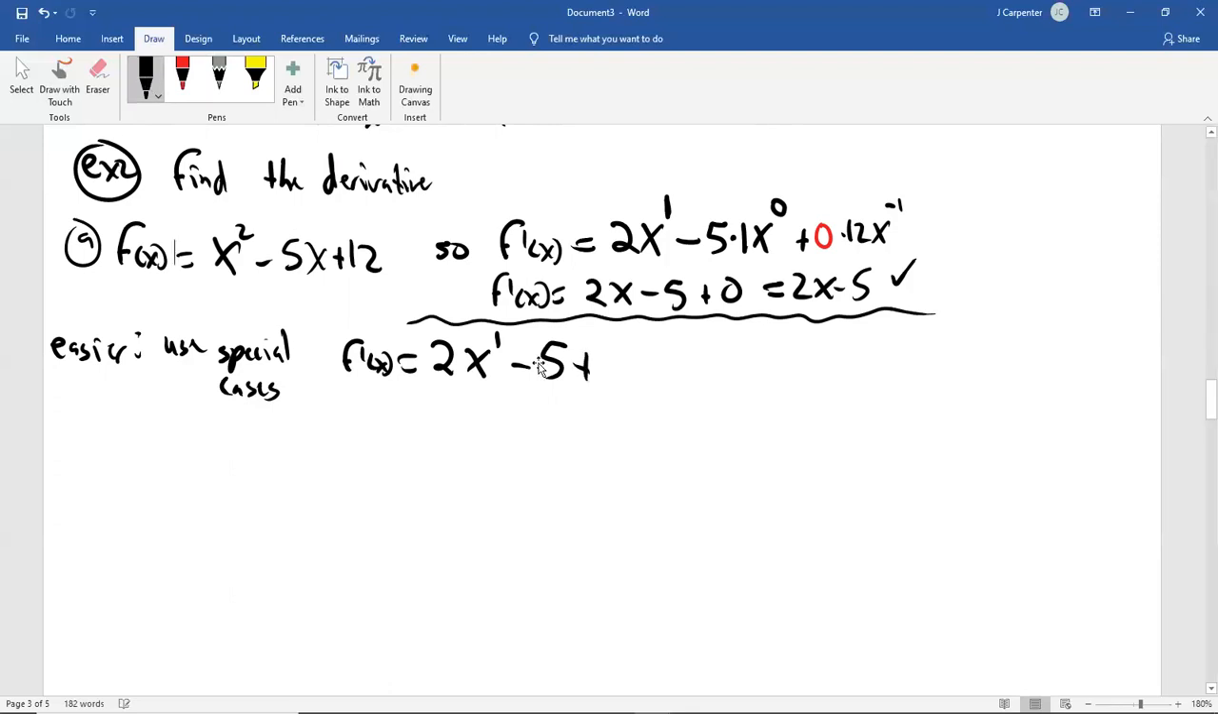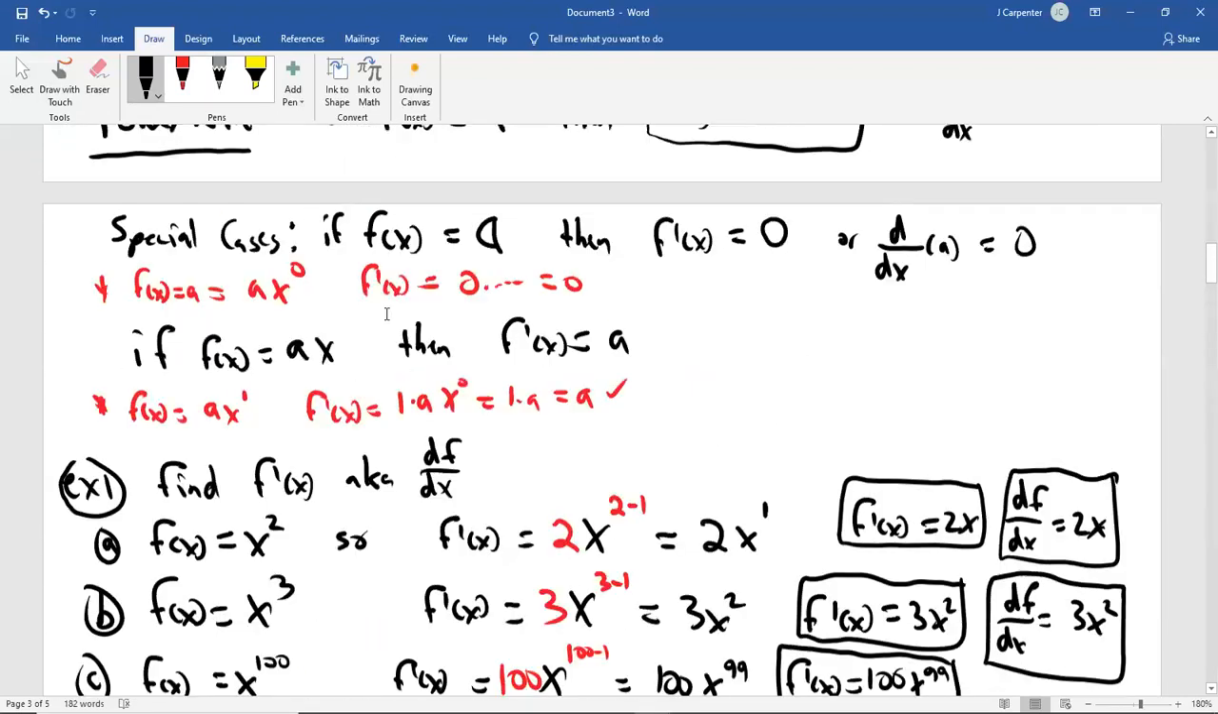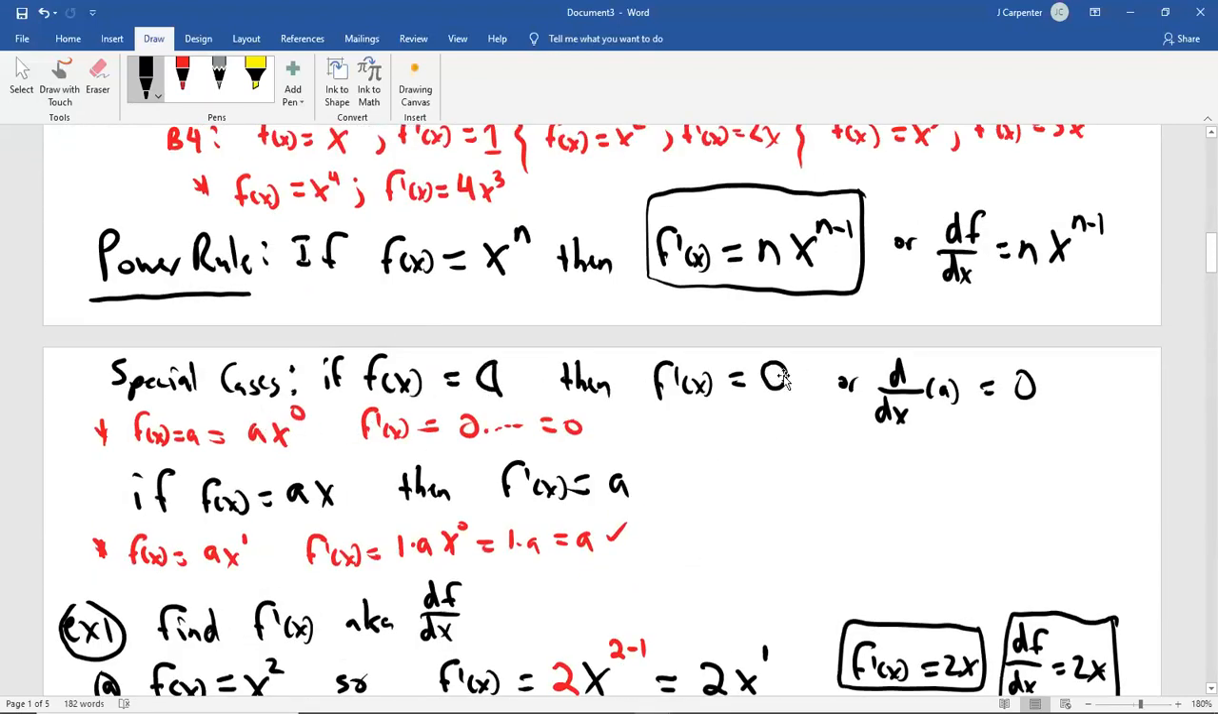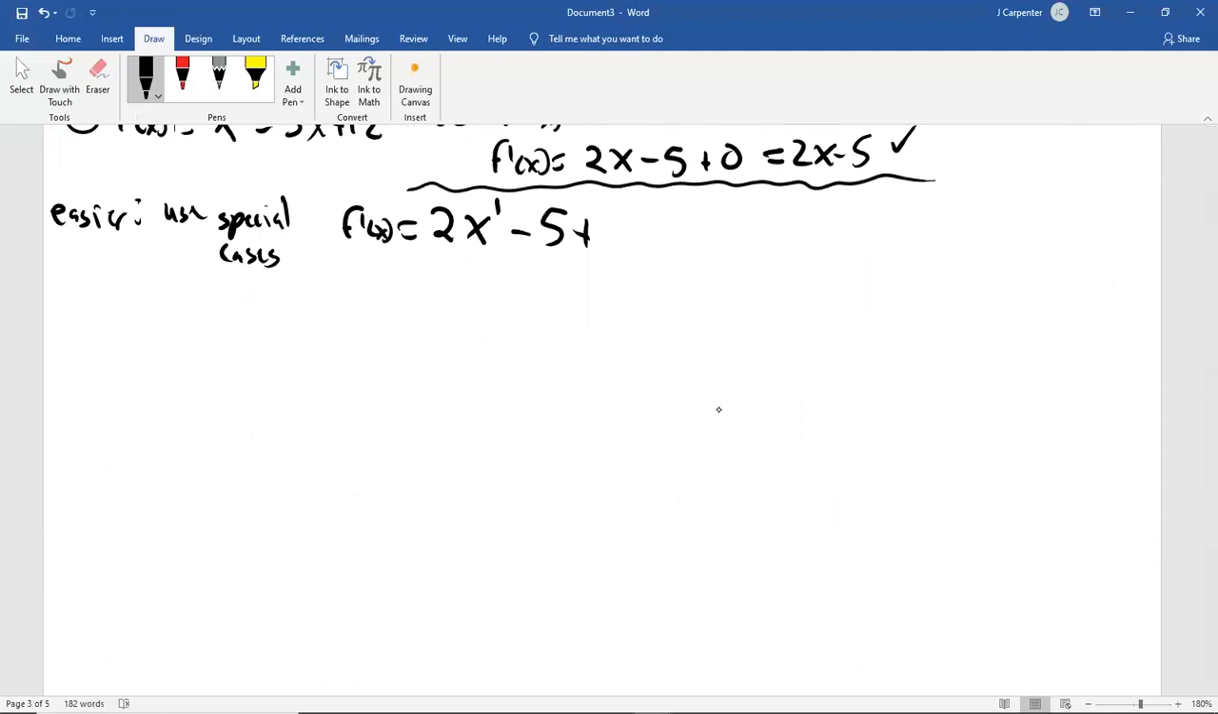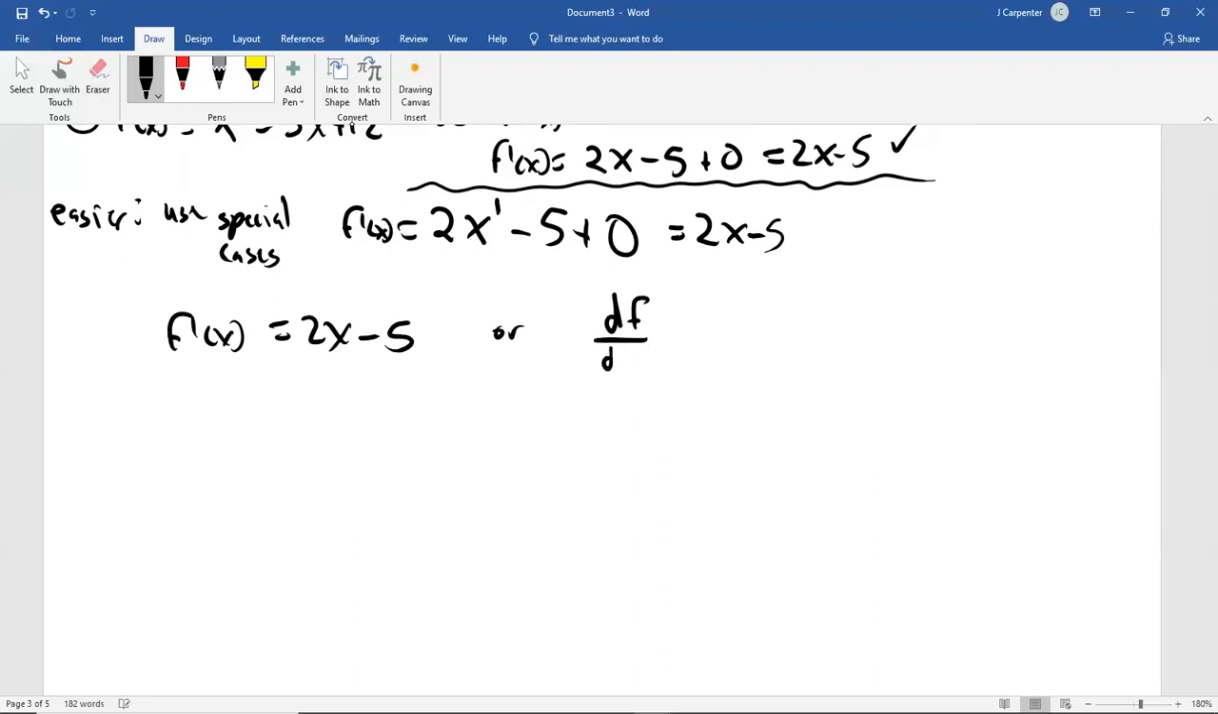Then plus, going back to the special cases, this is a constant. We said under our special cases that the derivative of a constant is 0, because constants are horizontal lines. Horizontal lines have a slope of 0. I'll draw that up after this example, in fact. And adding 0 does nothing, so this is just 2x minus 5. So f prime of x is 2x minus 5, or df dx equals 2x minus 5.